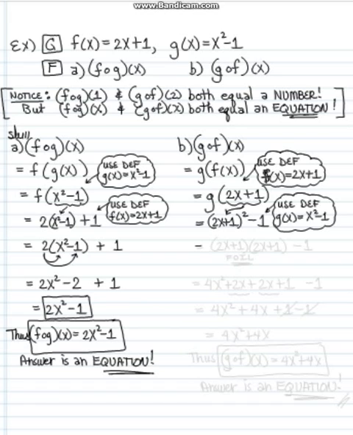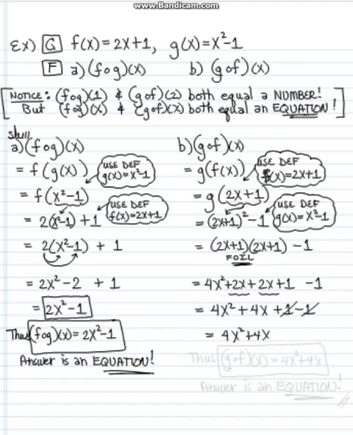Okay, let's simplify. Let's square. Now remember, when you're squaring across addition, you can't distribute the square. You have to use the definition, 2x plus 1 times itself. And don't forget the minus 1 at the end. So we're going to FOIL those parentheses. We get first times first, plus outer times outer, plus inner times inner, plus last times last. And don't forget the minus 1. Combine like terms, you get 4x squared plus 4x plus 1 minus 1, which is 4x squared plus 4x.